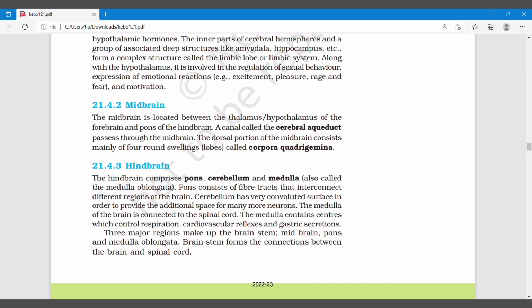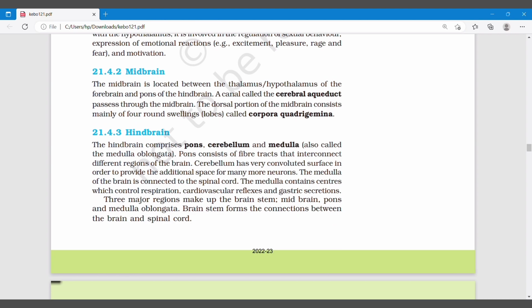The hindbrain comprises pons, cerebellum, and medulla, also called medulla oblongata. Pons consists of fiber tracts that interconnect different regions of the brain. Cerebellum has a convoluted surface in order to provide additional space for many more neurons. The medulla of the brain is connected to the spinal cord. The medulla contains centers which control respiration, cardiovascular reflexes, and gastric secretions. The three major regions make up the brain stem: midbrain, pons, and medulla oblongata. Brain stem forms the connection between the brain and the spinal cord.